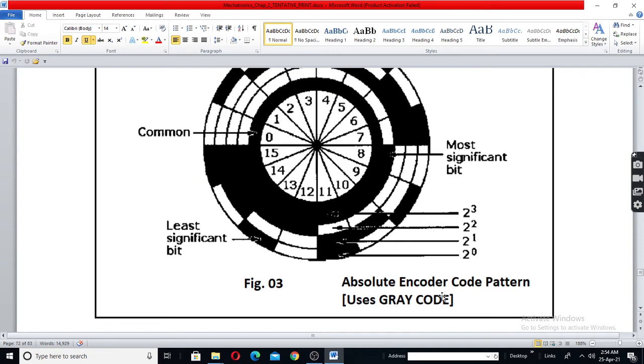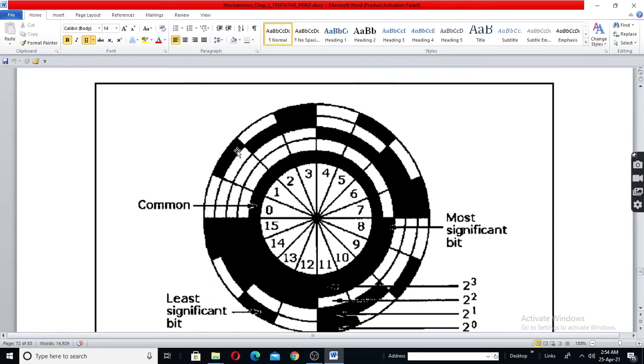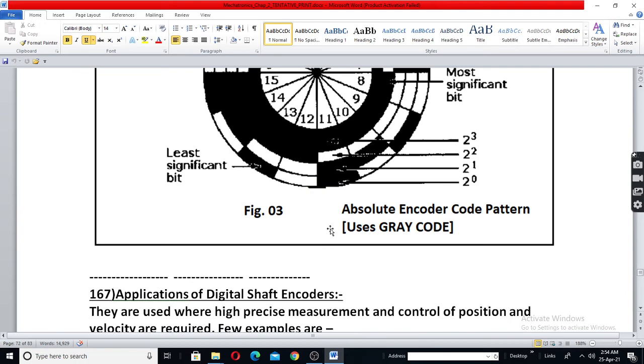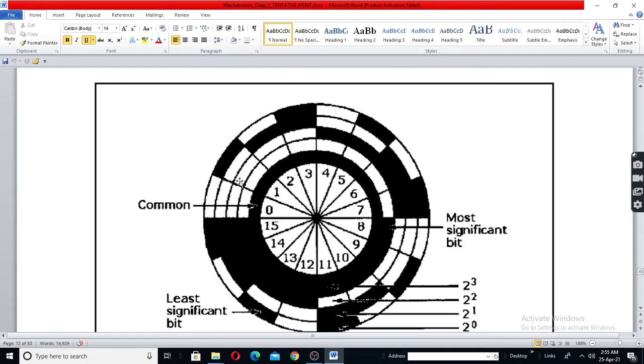Note that this uses gray code to minimize the error between one pattern and the adjacent pattern. In this figure, it is given in binary code only, 0000, next is 0001. But actually, we will use gray code to minimize error. What happens is, you see, suppose a microprocessor while measuring. See, this is not required for you for examination.